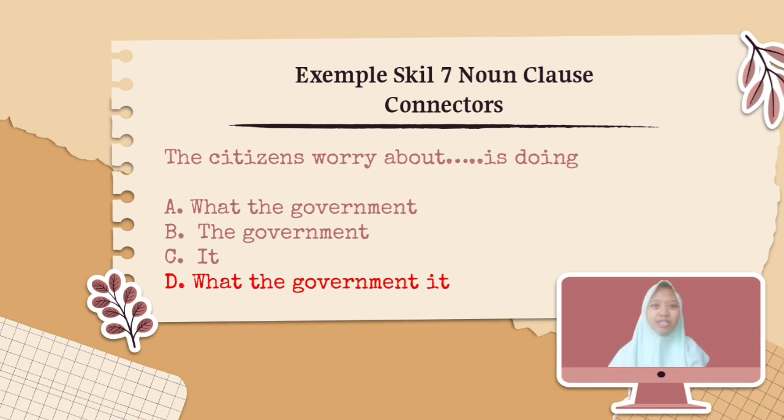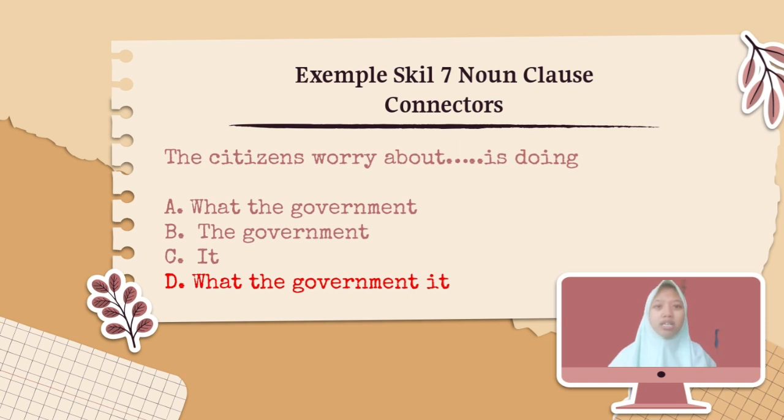The citizens worry about blank is doing. A. What the government. B. The government. C. It. D. What the government eat. In a question like this, the answer is A. But do you know why the answer can be A? Let's discuss. First, we have to find the subject and verb.